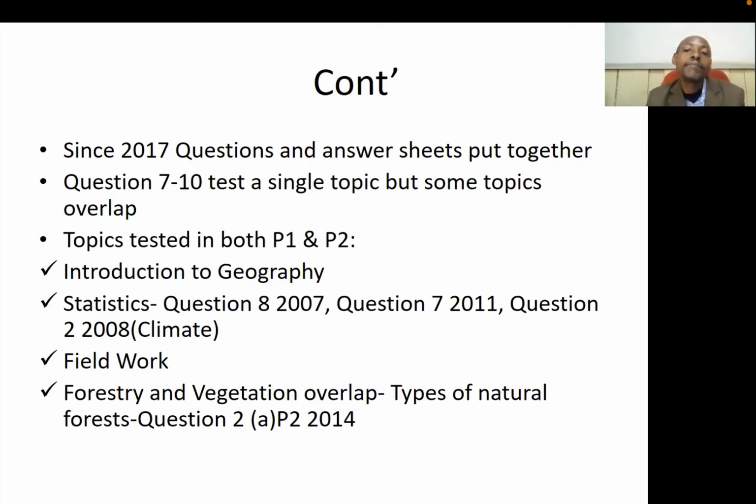Fieldwork is also tested in both paper 1 and paper 2, so it overlaps. And forestry and vegetation also overlap, where vegetation is a topic in paper 1, but sometimes forestry is also integrated alongside vegetation. For instance, in 2014, types of natural forests was asked in paper 2, question 2A, and the answers required were even from vegetation, which is a paper 1 topic.